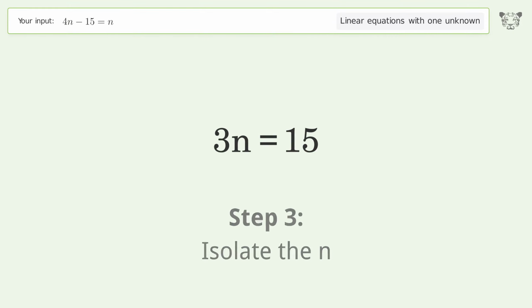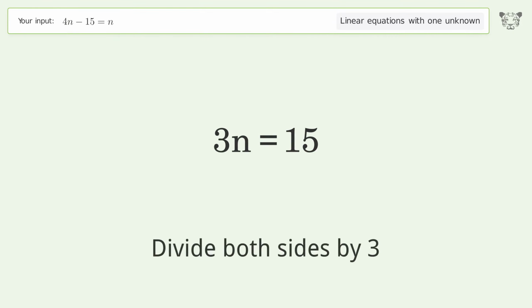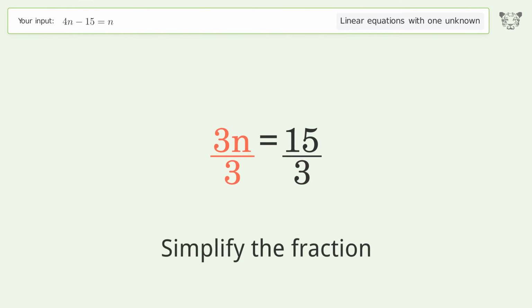Isolate the n. Divide both sides by 3. Simplify the fraction.